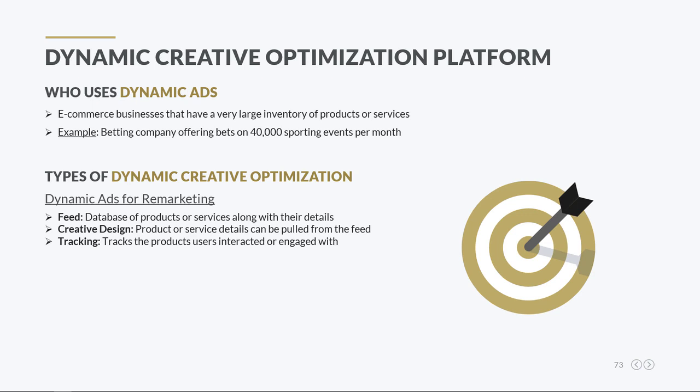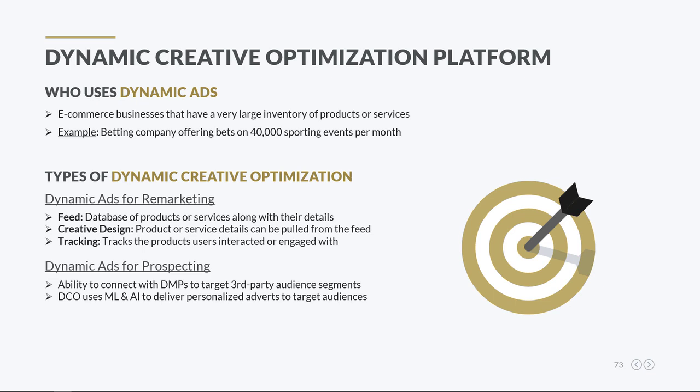into the dynamic ad. Lastly, for the creative to be relevant to each user, the advertiser should add a tracking code on their website that tracks the products users interacted or engaged with. Based on this data, the Dynamic Creative Optimization platform will show the most relevant ad content to people who previously visited that website.